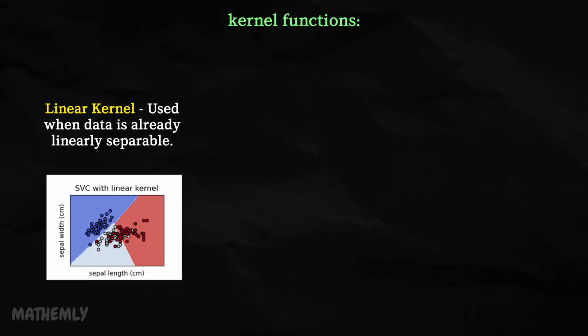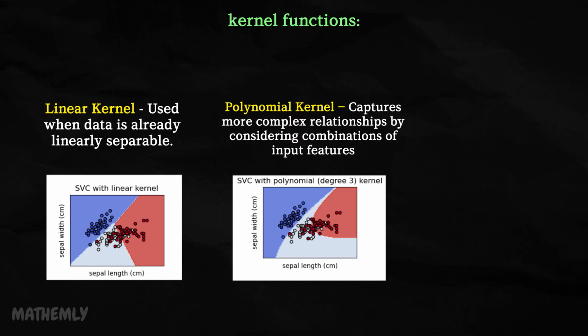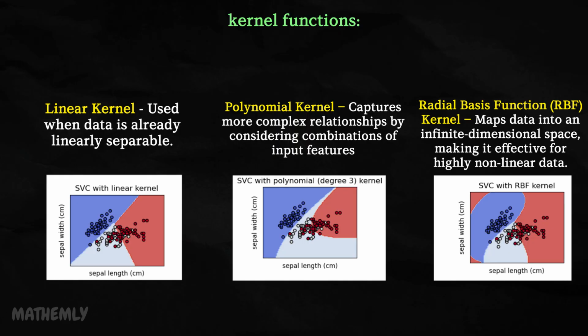Linear kernel, used when data is already linearly separable. Polynomial kernel, captures more complex relationships by considering combinations of input features. Radial basis function kernel, maps data into an infinite dimensional space, making it effective for highly nonlinear data.